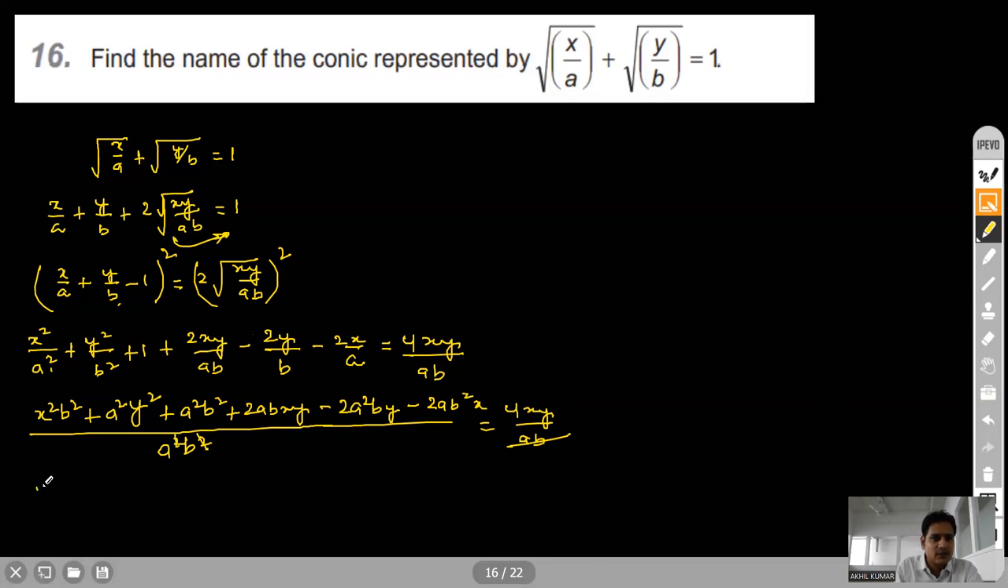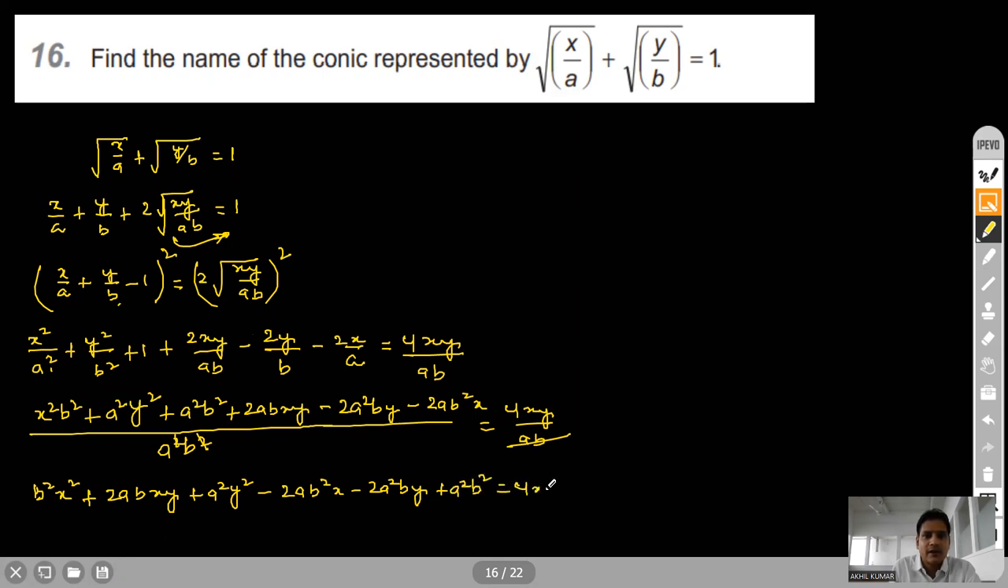So it will be basically b square x square, then 2ab xy, then a square y square, and what else, minus 2ab square x minus 2a square b y, and this constant term, a square plus b square, plus a square b square, is equal to 4xy into ab, or 4ab into xy, you can say.